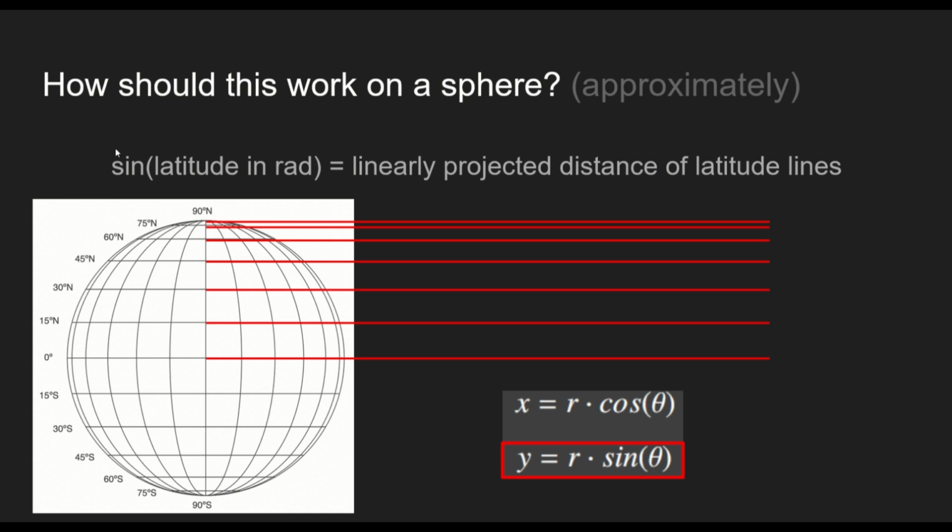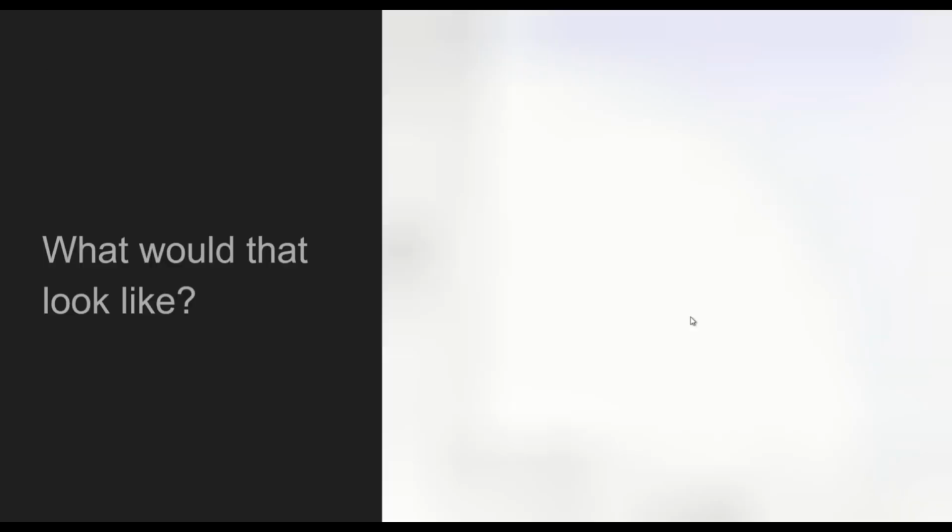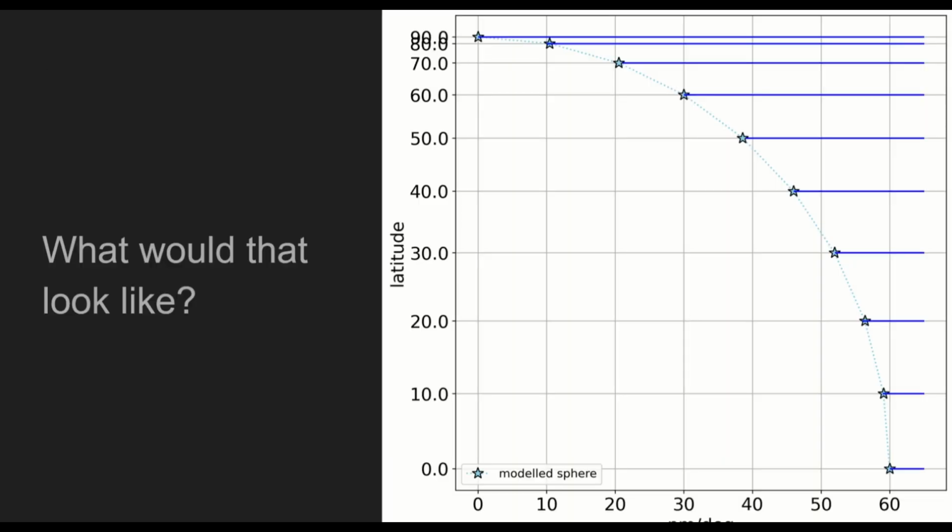So the sine, as in the sinus, we would say in German, of the latitude in radians is the linear projected distance of the latitude lines. You can see that from the polar coordinates: the y-axis, which is what we're doing here, is r times the sine of the angle that you have, and r in this case being the radius, but this is not important as we're just talking about the projected distance. We can ignore the radius. And so I did that in Python. This is what it should look like, which looks awfully close to a sphere, if you ask me.